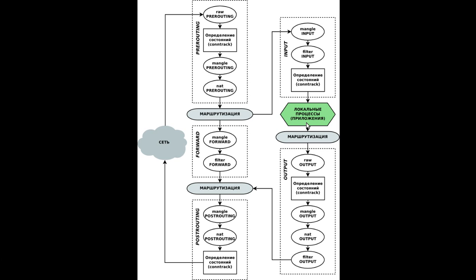For packets that came from local process, output chain is used, and again we have routing decision before output chain, and we have routing decision after output chain, because we may change some fields in packet. And postrouting chain is used to handle all packets that are finally going to network after routing decision.